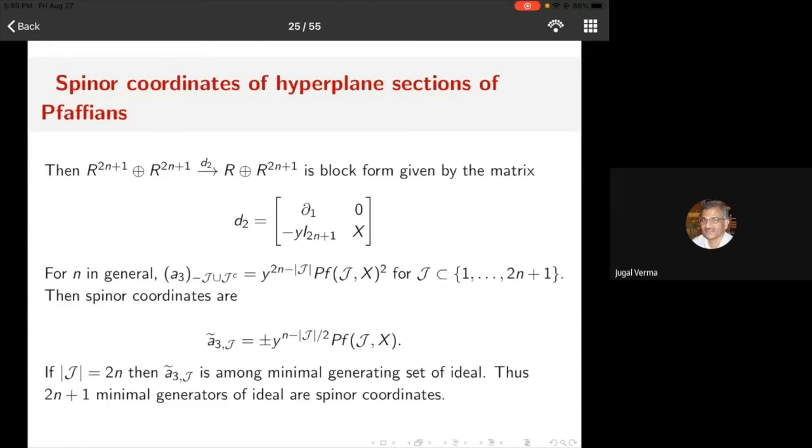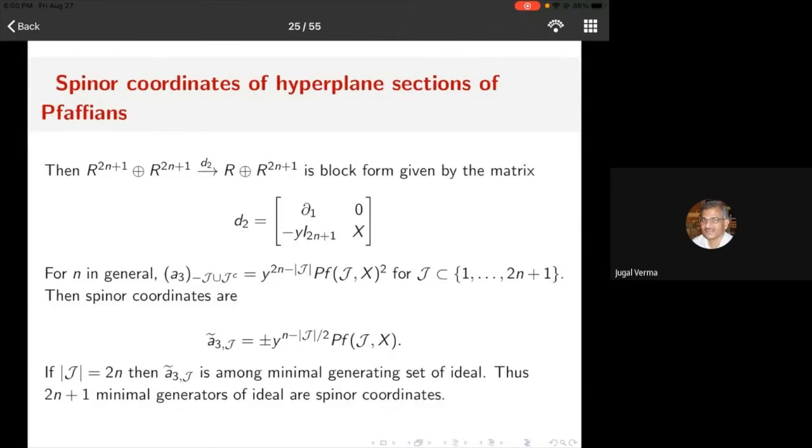Now note that here, if we choose the indexing set J to be of size 2n, that is, the number of elements in the indexing set to be 2n, then the Spinor coordinate is forced to be the sub-maximal Pfaffians, which are among the minimal generating set of the ideal. So in this example, what we call a hyperplane section of Pfaffians.